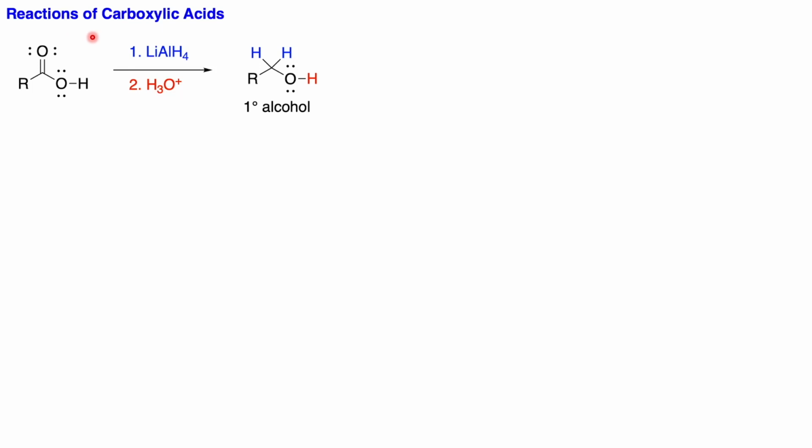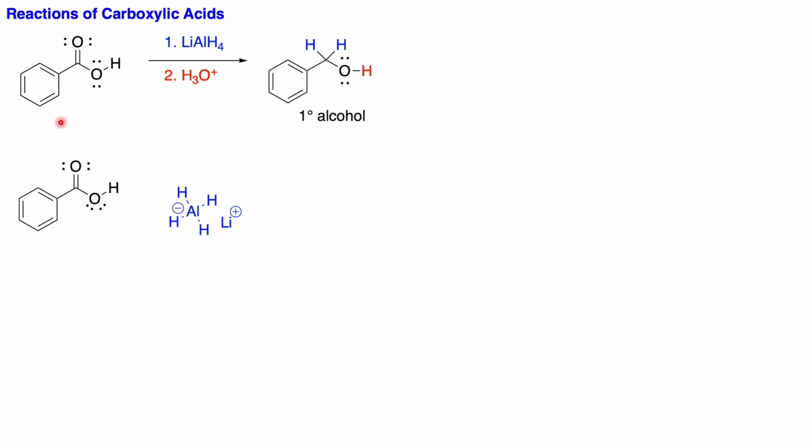In this video, we'll examine the reaction with lithium aluminum hydride and subsequent treatment with hydronium ion. Carboxylic acids can be reduced by these reducing agents down to primary alcohols. Just like we saw, primary alcohols could be oxidized using strong oxidizing agents to carboxylic acids. So let's consider a specific example.